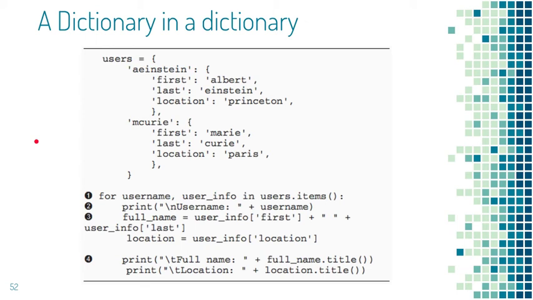We first define a dictionary called users with 2 keys, one each for the usernames A. Einstein and M. Curie. The value associated with each key is a dictionary that includes each user's first name, last name, and location. Here, at 1, we loop through the users in the dictionary. Python stores each key in the variable username, and the dictionary associated with each username goes into the variable user_info. Once inside the main dictionary loop, we print the username on the second line.